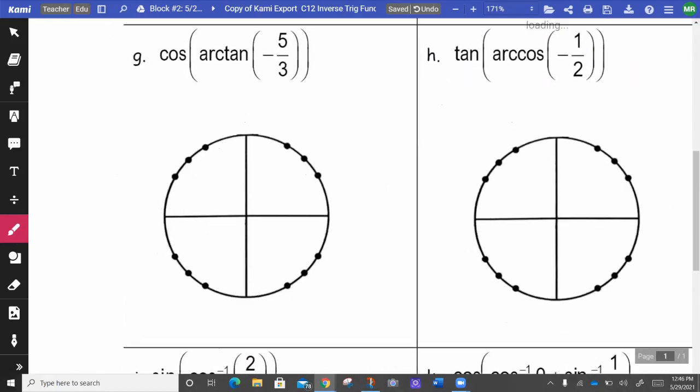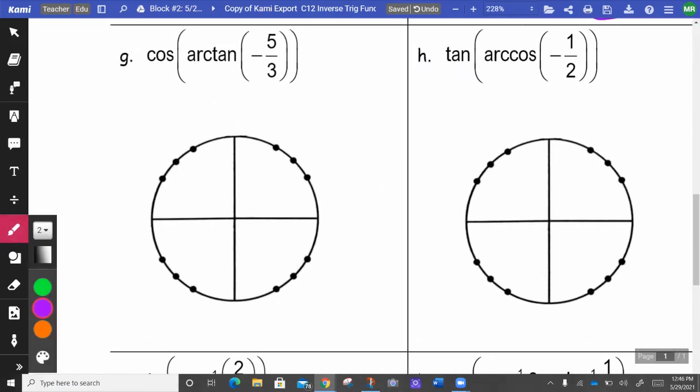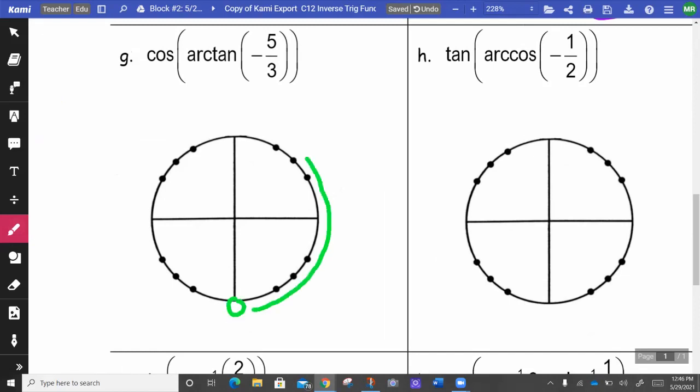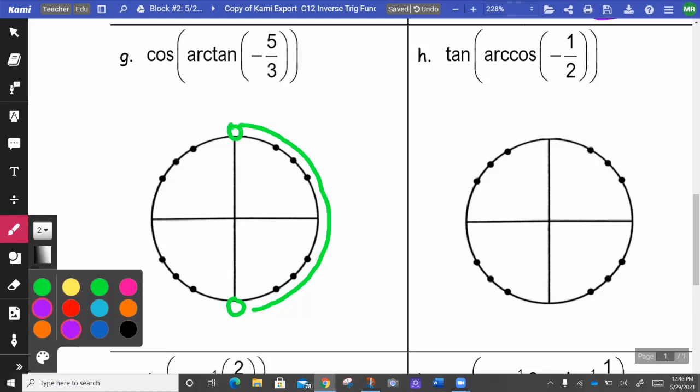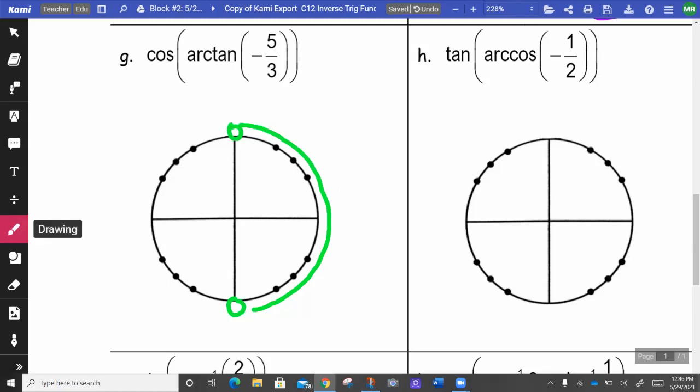Okay, G. So arctan. So arctan, I'm going from here to here, and I really didn't need this on a unit circle, but let's just not think of it as a unit circle, just think of it as XY axis. Okay, so my arctan, negative 5/3. First off, we got to make sure that that's acceptable, and that is. Okay, so negative 5/3. It's going to be in the quadrant 4.